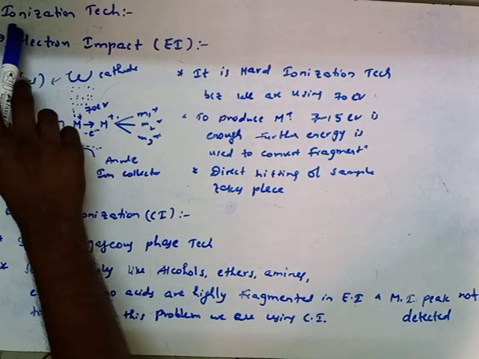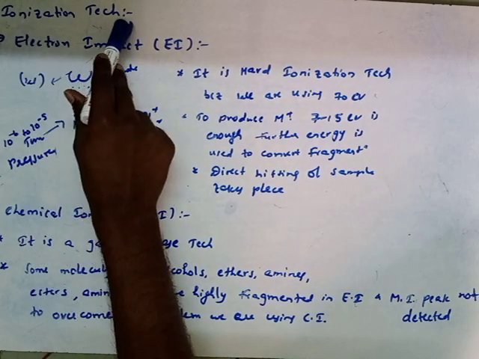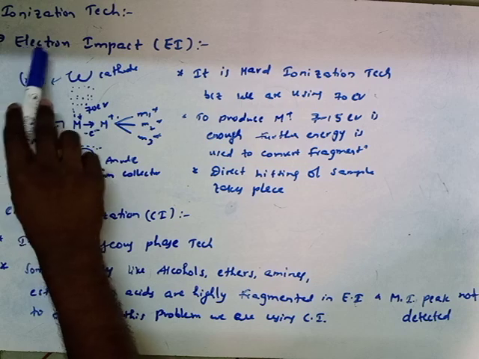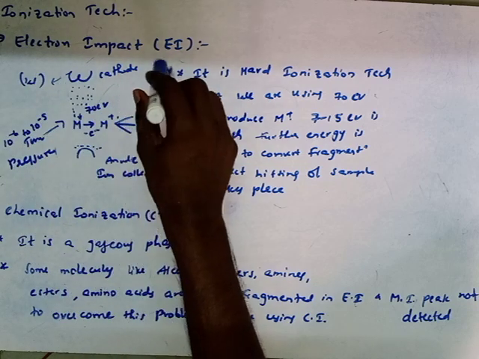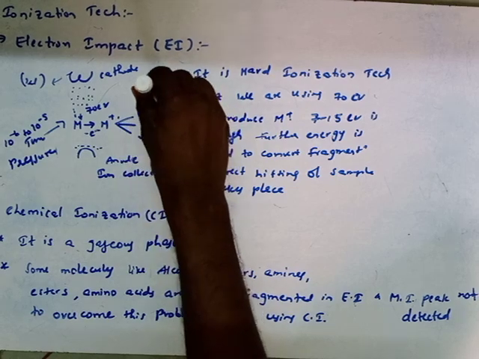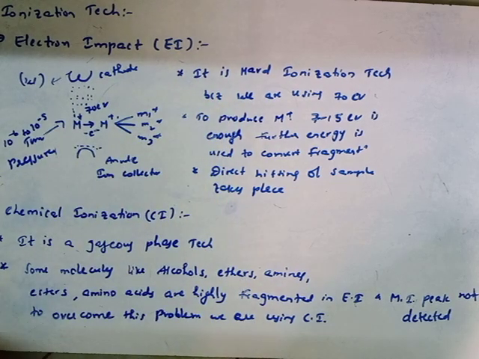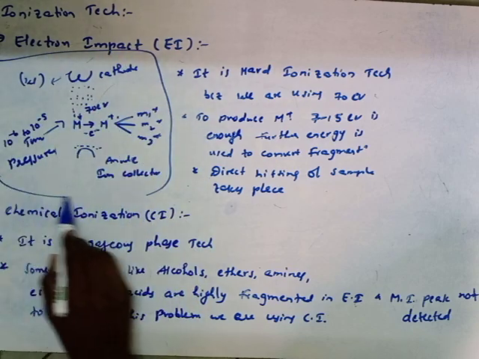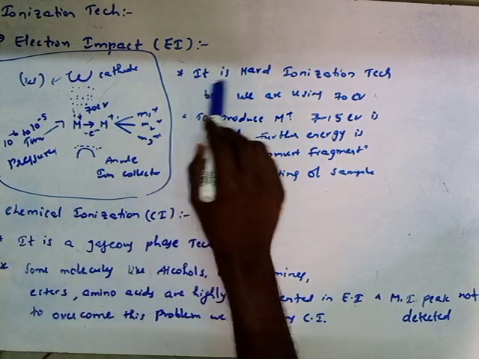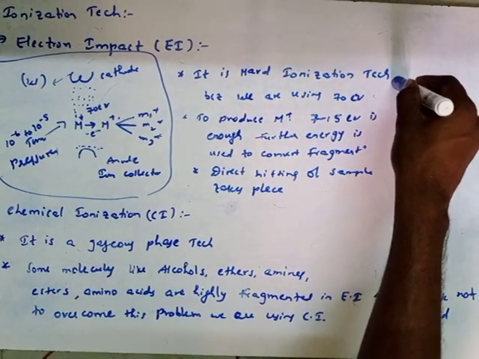Now we are discussing ionization techniques. In that, the first one is electron impact. This is simple. This symbolizes the basic principle involved in mass spectroscopy. This is the ionization chamber, and it is a hard ionization technique.